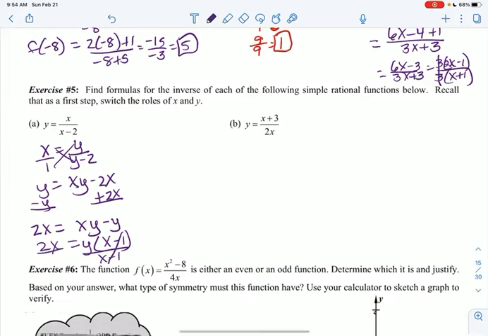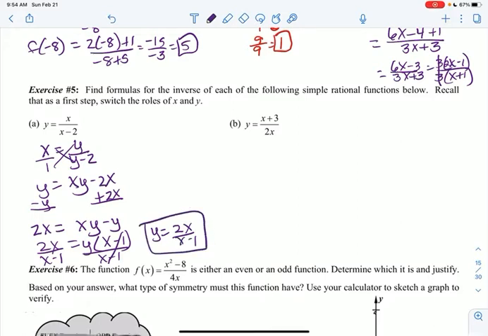So again, here's what I did. I switched the x and the y's, and then I cross multiply. I'm solving. I want all terms with y's on one side and all terms without y's on the other side. And then I was able to factor out the y, and then to get y by itself, I just have to divide by that x minus 1. So basically y equals 2x over x minus 1.